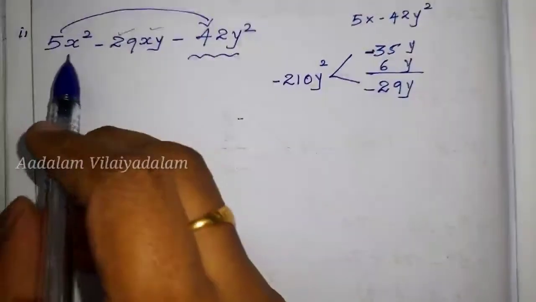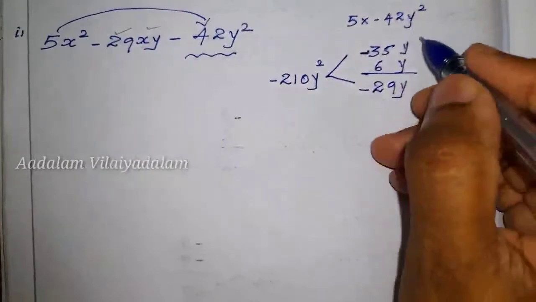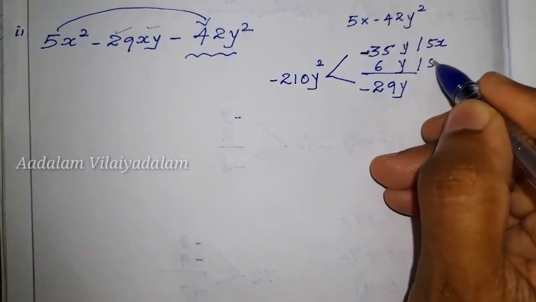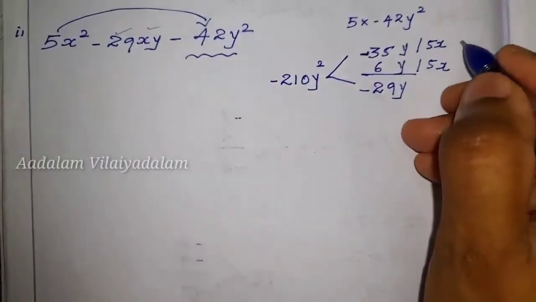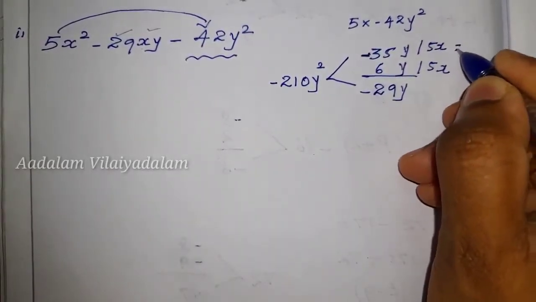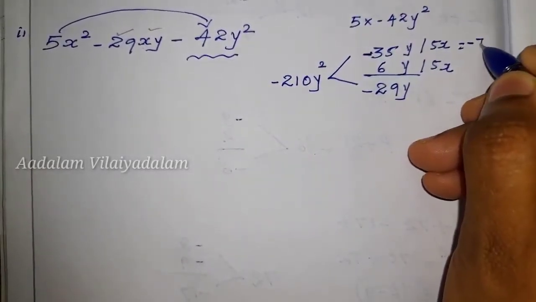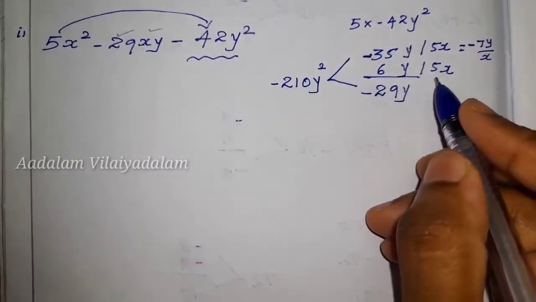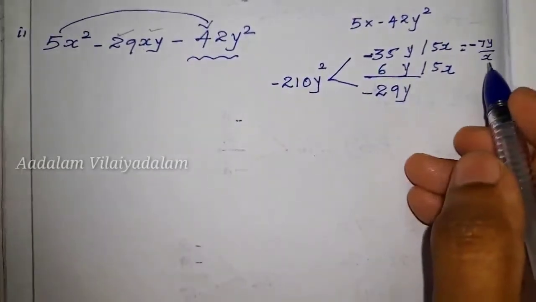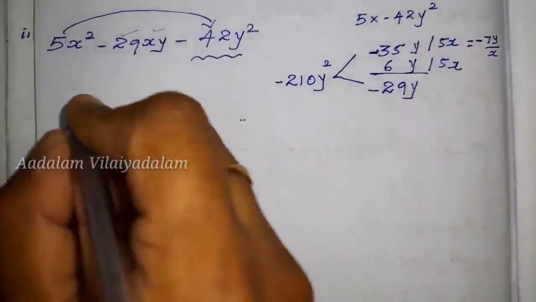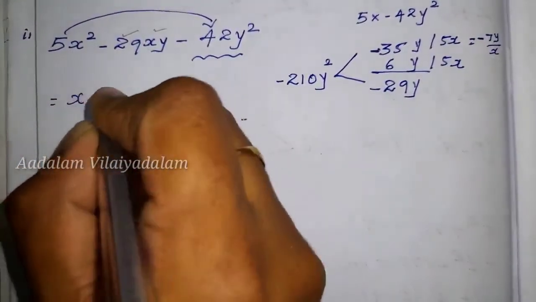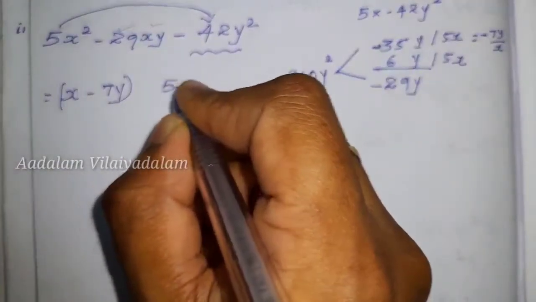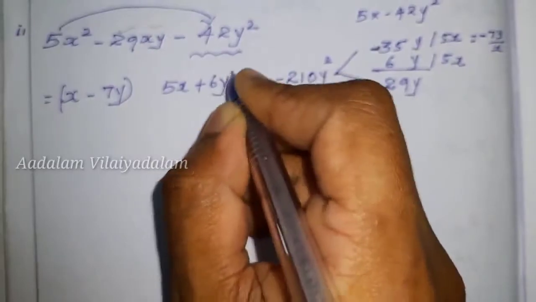So here the coefficient of x square is 5. So divided by 5x. Here also divided by 5x. So for the first factor, 5 table, 7 times is possible. So minus 7y divided by x. The second one is the same, 6y divided by 5x. The first factor, what is the denominator? Here x. So x minus 7y is the first factor. The second one, 5x plus 6y.